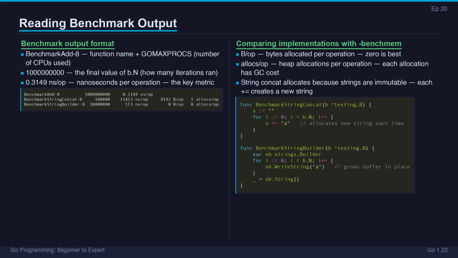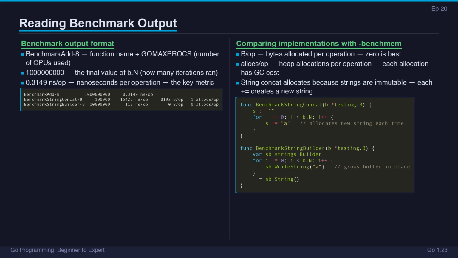Take BenchmarkAdd-8, 1000000000, 0.3149 nanoseconds per op. The -8 suffix is GOMAXPROCS, the number of OS threads Go used. 1000000000 is the final b.N. 0.3149 nanoseconds per op is the number you care about.